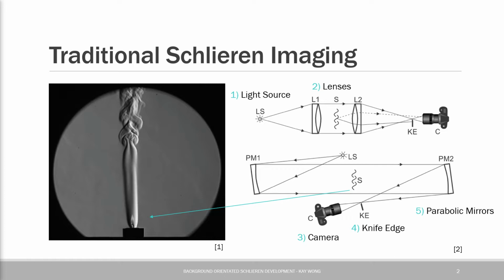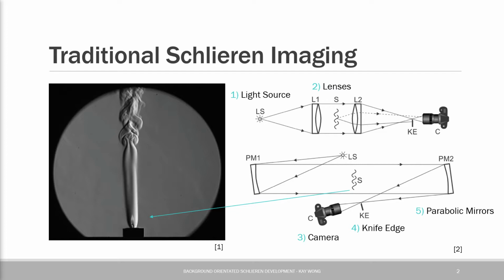Small-scale experiments dating back to the 17th century can depict the thermal plume of a candle. The intricate optical setup typically consists of expensive parabolic mirrors, a point light source, and a camera with a knife edge set at the focal length.